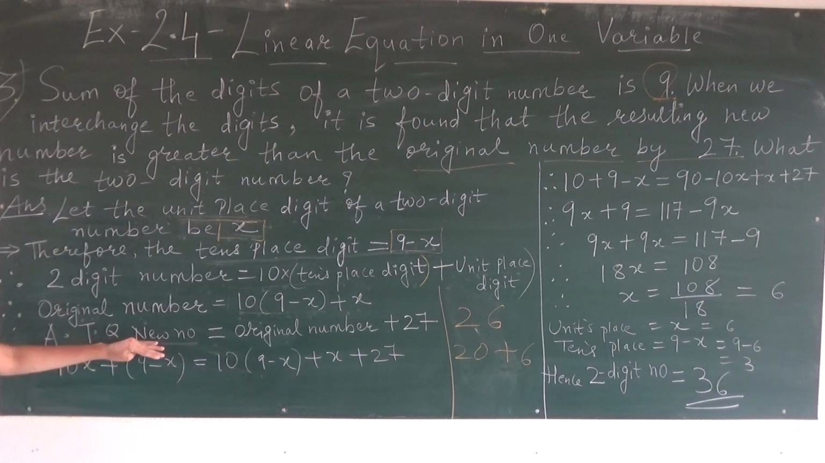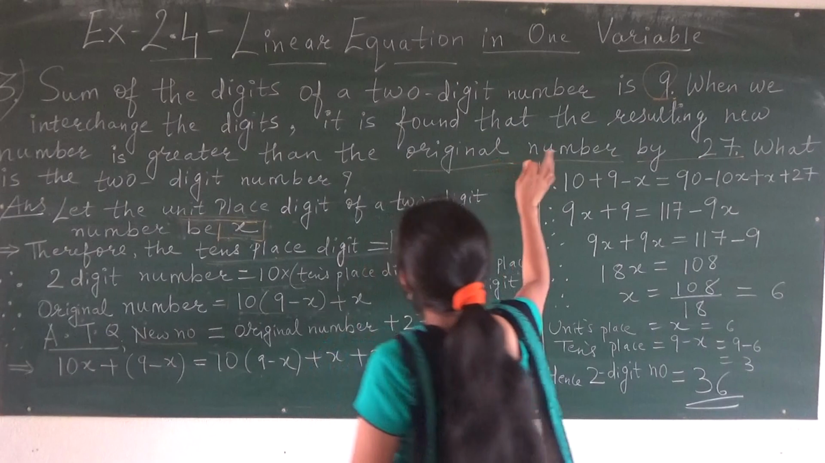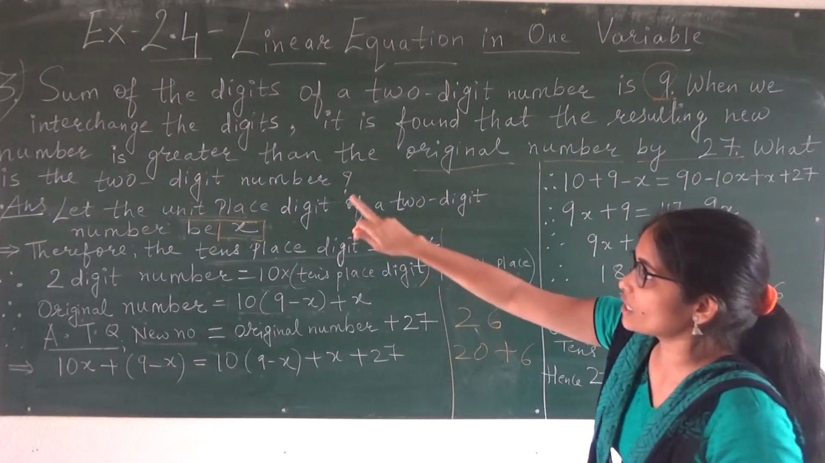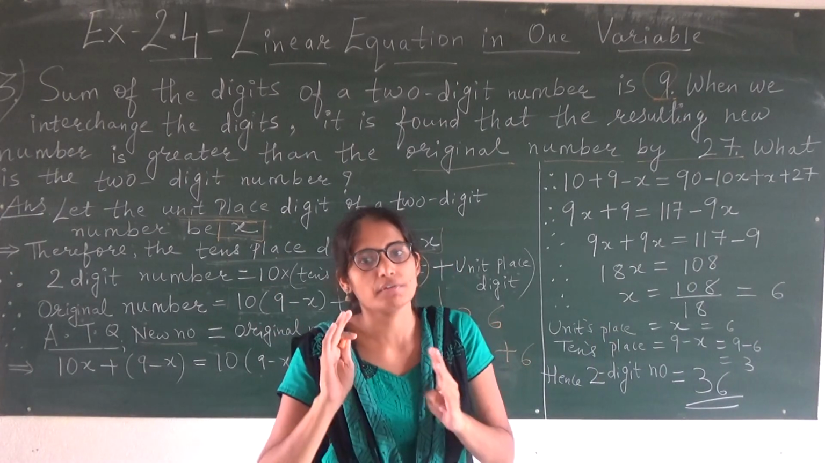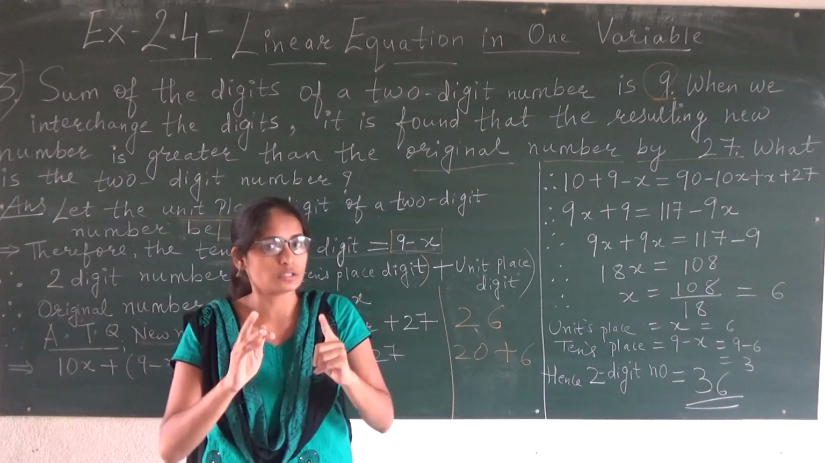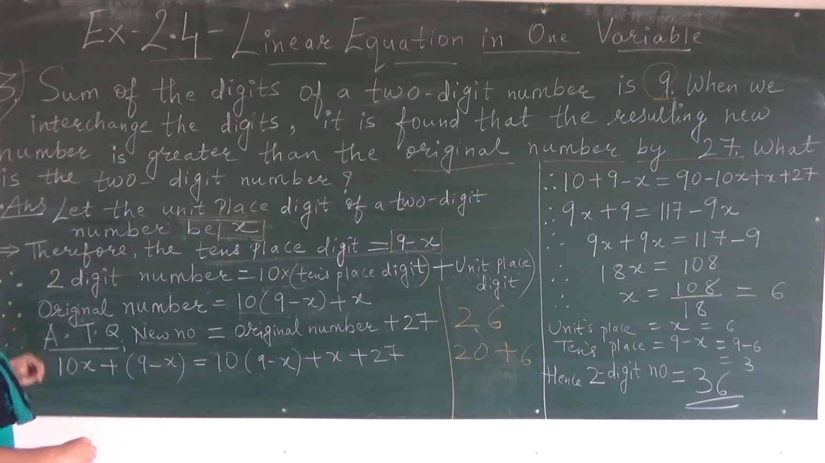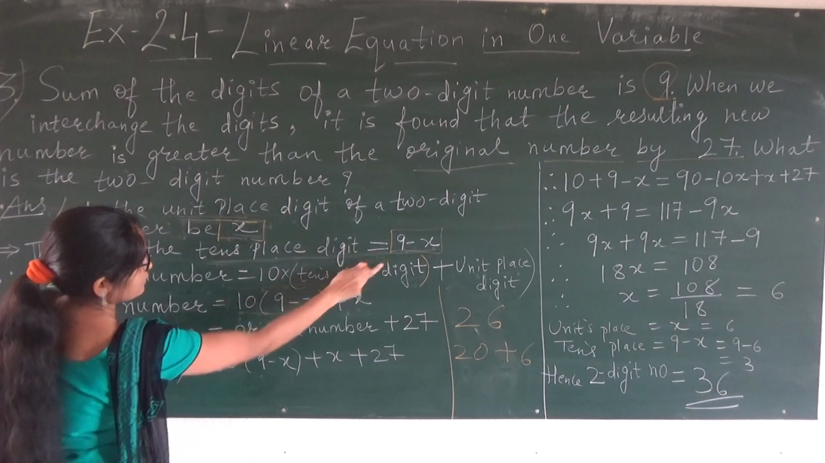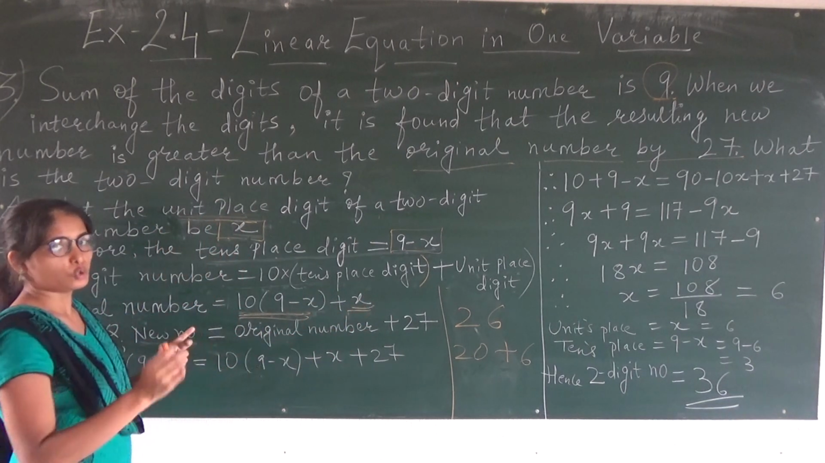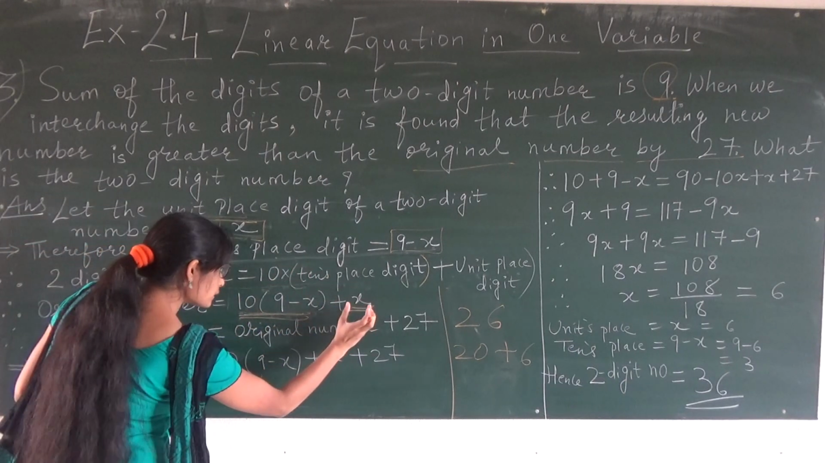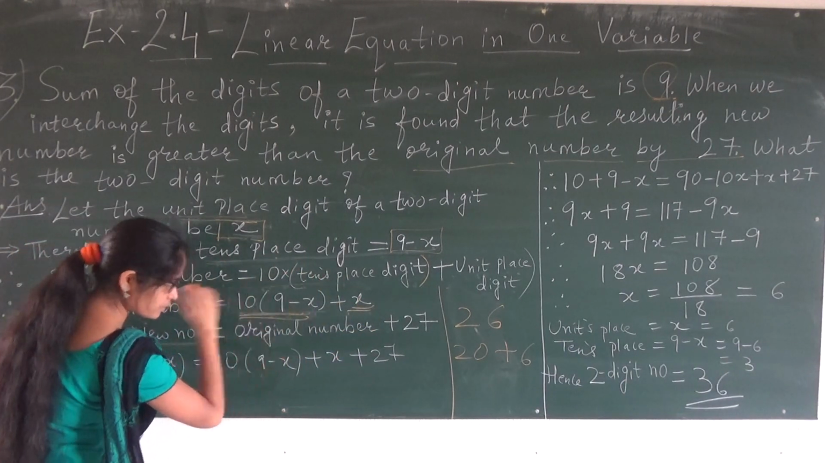Now the new number, how are they finding it? By interchanging, right? So the new number they are finding by interchange. It is given that when we interchange the digits, whatever new number you will get after interchanging the digits, that is 27 more. So how will you interchange? Now this was at tens place, 10 into (9 minus x), this is at tens place and this is at ones place. When you interchange, this will come at tens place and this will come at units place.